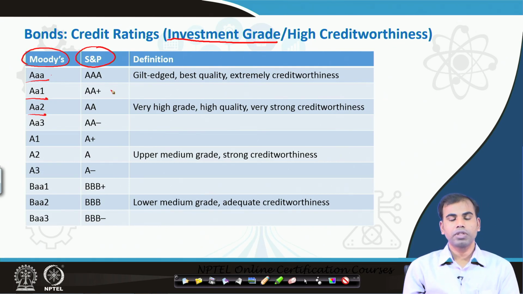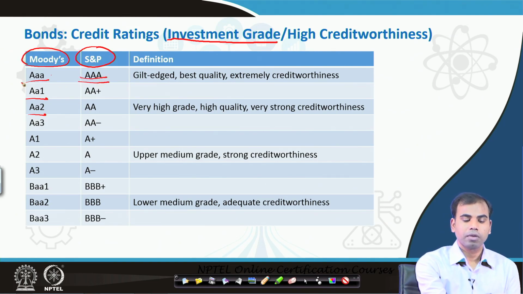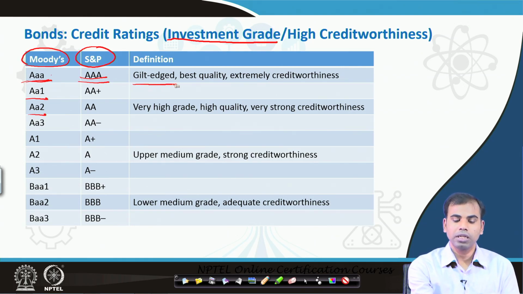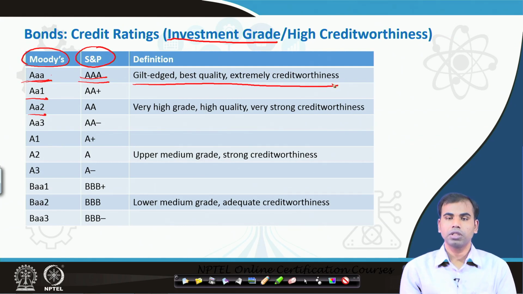The comparable ratings of S&P, that is Standard and Poor's company, are also given, and you can see if a bond is rated triple A by either Moody's or S&P, it is considered to be gilt edged, best quality and extremely creditworthy instruments, which indicates that if you invest in these bonds, the likelihood of losing your money and not receiving the interest or coupon payments is very low or almost nil.